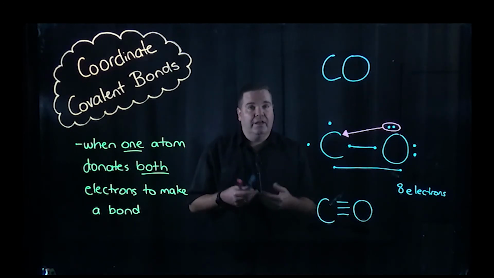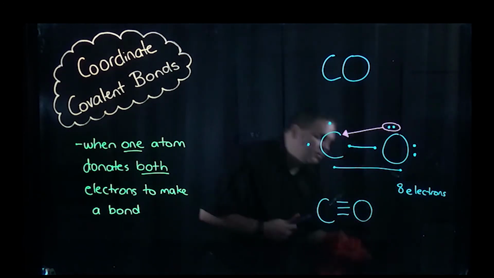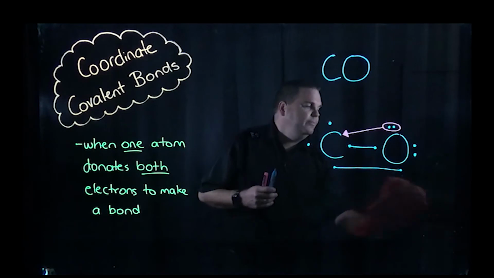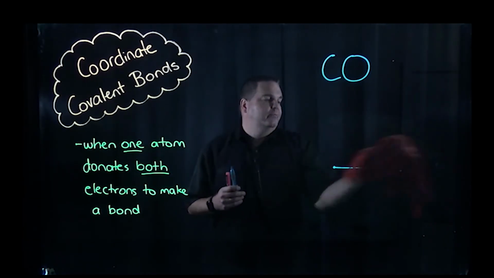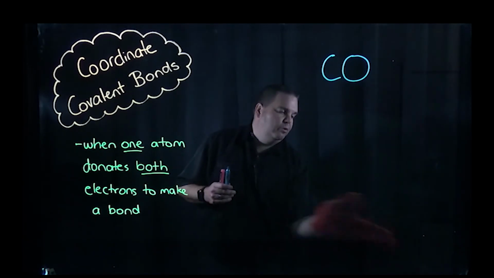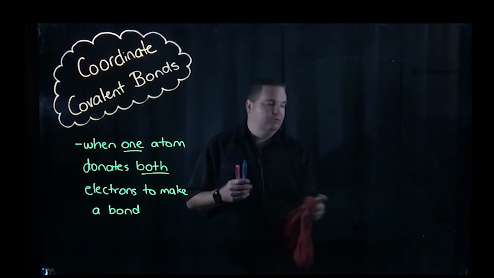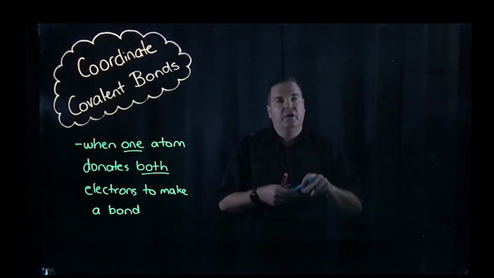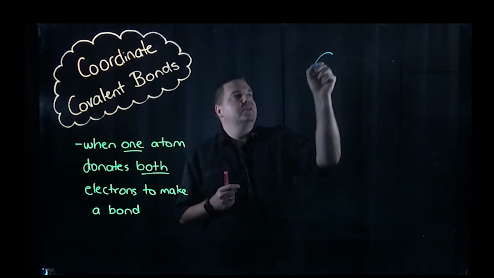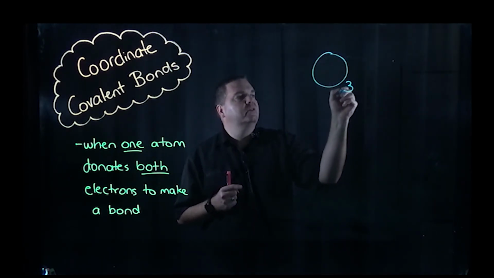So I'm going to show you another one. This time I'm going to do ozone, O3, which is a very, very important molecule, which is used to help block harmful UV rays from reaching the surface of the Earth. So the formula for ozone is O3, okay?